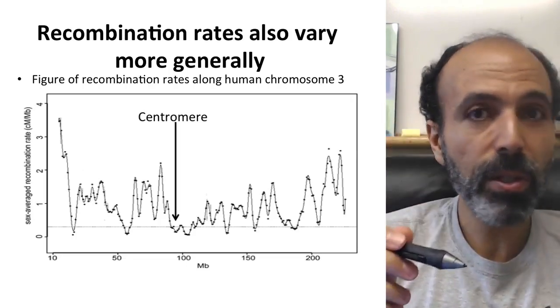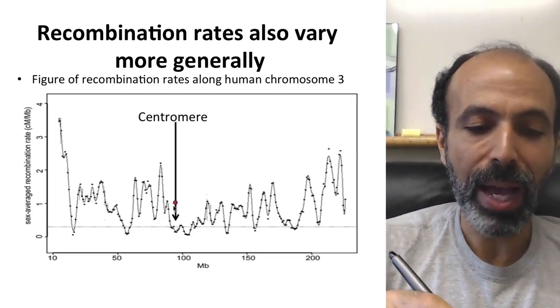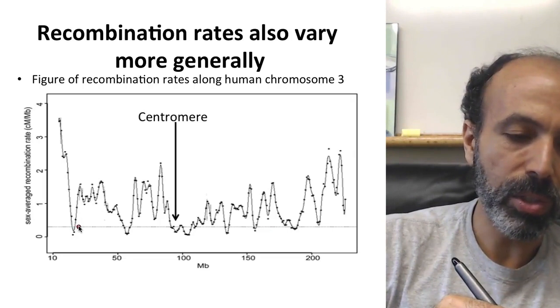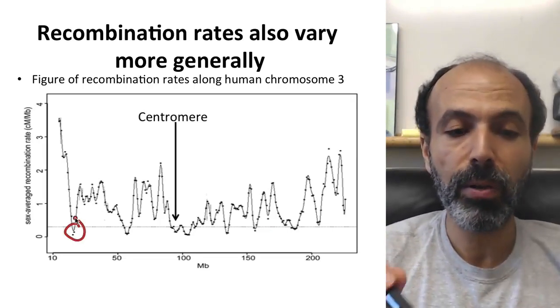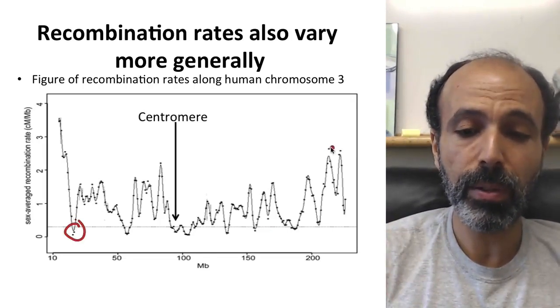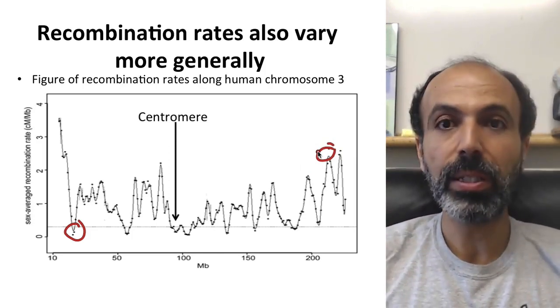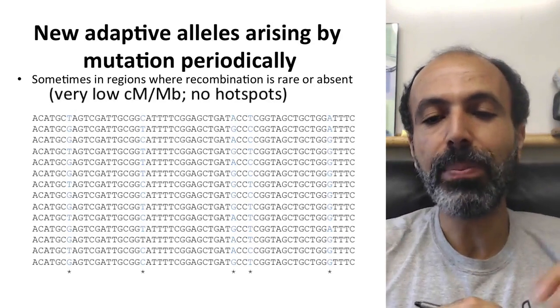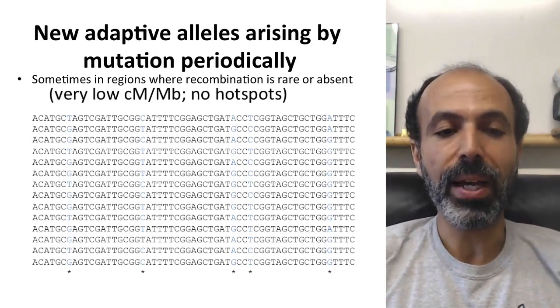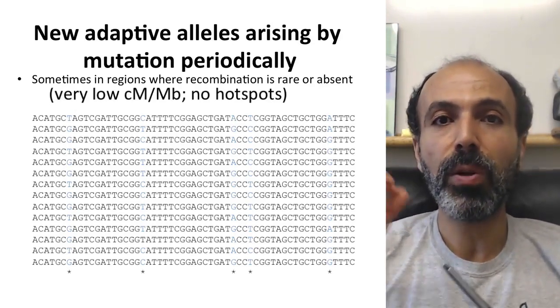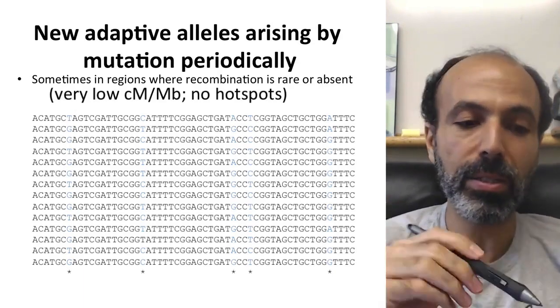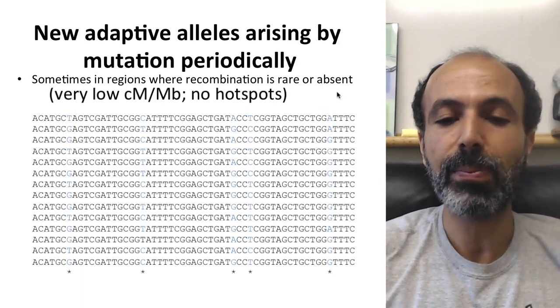Now what we can do is we can focus at what's going to happen if you have an adaptive variant in, say, a region like this, where recombination rate is very low, versus if you have an adaptive variant in a region like this, where recombination rate is moderately high. So let's look at that. Again, these new adaptive alleles can arise by mutation every now and then, and sometimes they arise in a region where recombination is low. So again, there's low centimorgans per megabase, no hotspots.